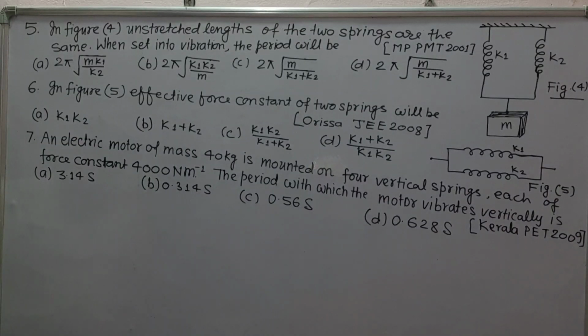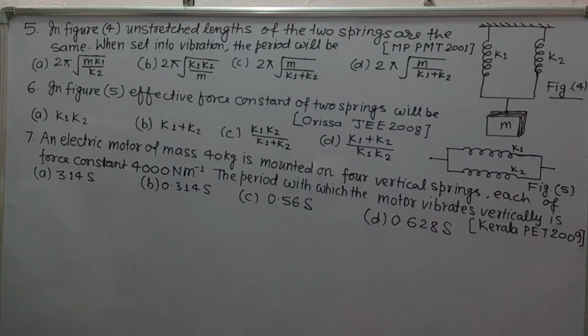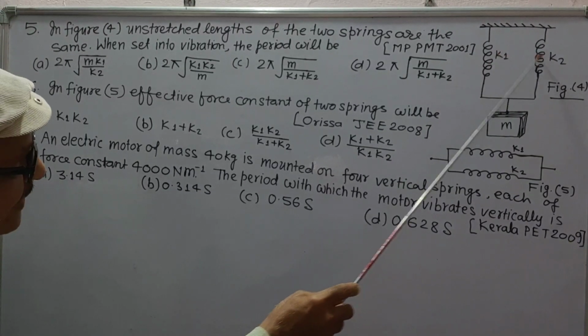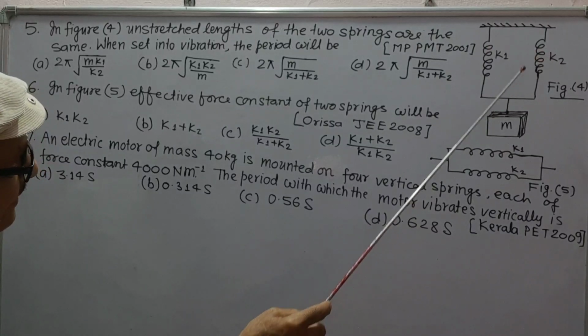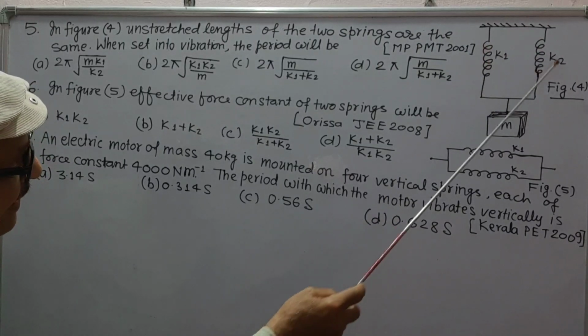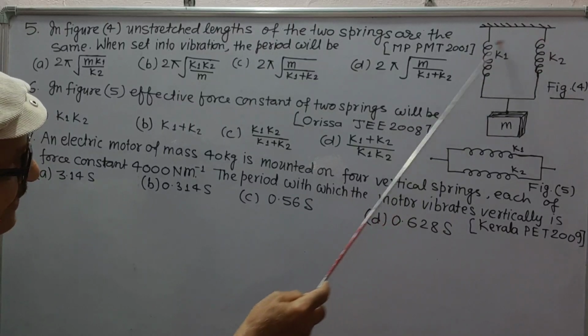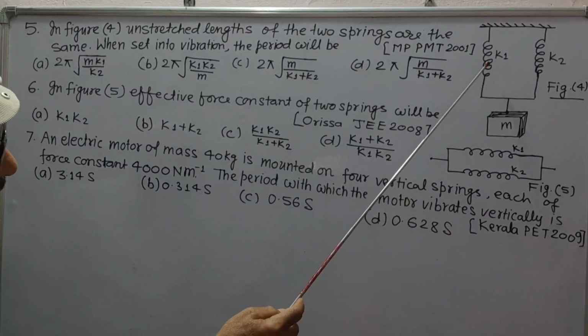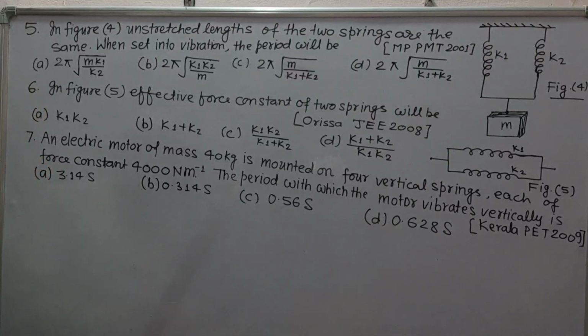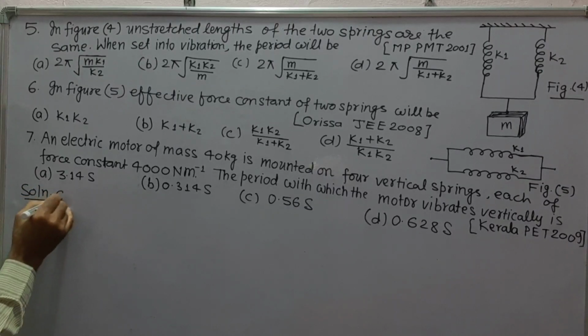Next question number 5. The question is, in figure 5, the unstretched lengths of the two springs are the same. When set into vibration, the period will be. Now, in this diagram, these two springs are connected in parallel. Therefore, the effective force constant will be Ke is equal to K1 plus K2. Now, solution to question 5.